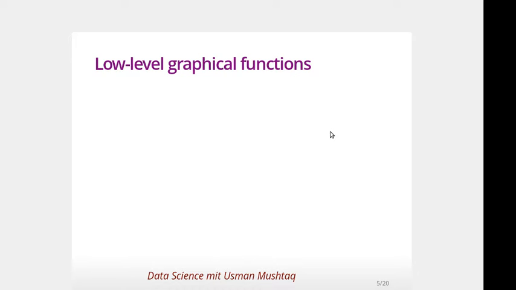Okay, then there are low level graphical functions. Once you have already generated a plot using high level functions, let's say you already generated some scatter plot or histogram, then the next thing is you want to add some horizontal or vertical lines, okay? So these low level graphical functions will be just adding new components to your already existing graphic device. They will not generate a new graphic device. You have to keep this in your mind: what is the difference between low level and high level functions, okay?